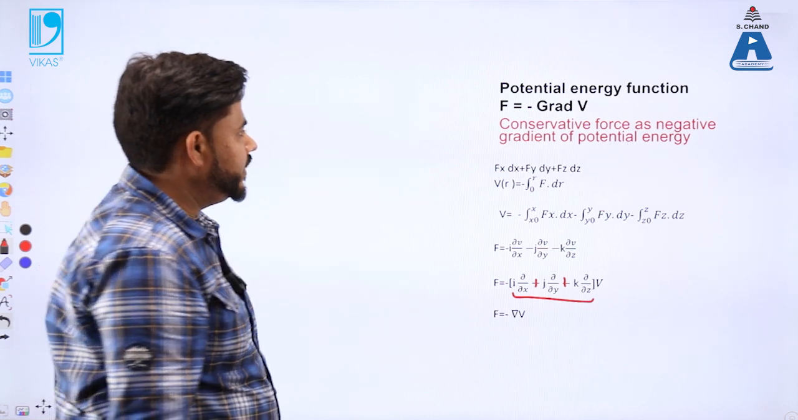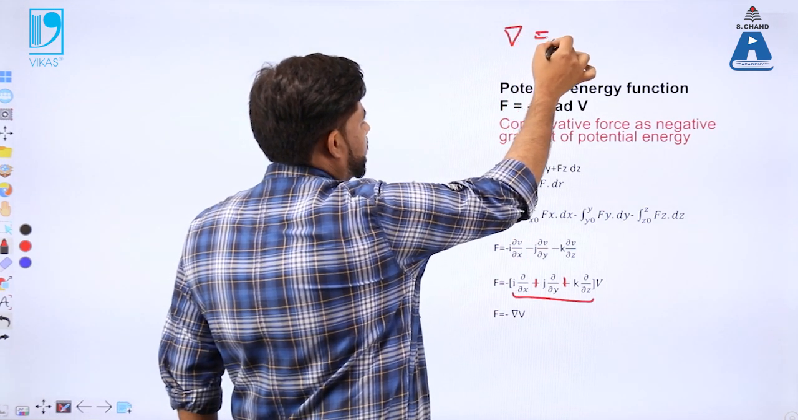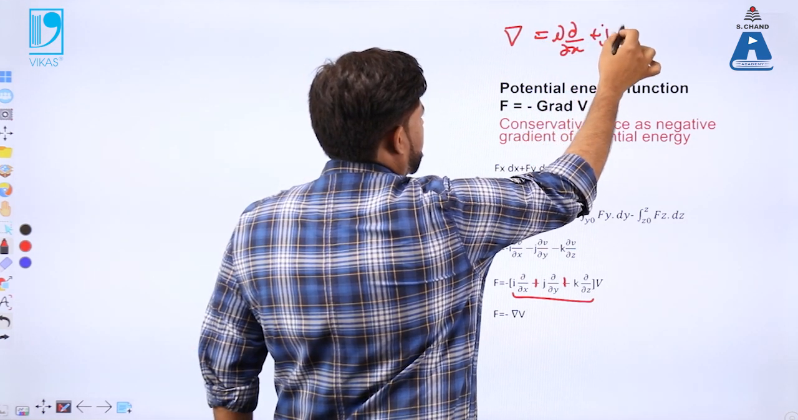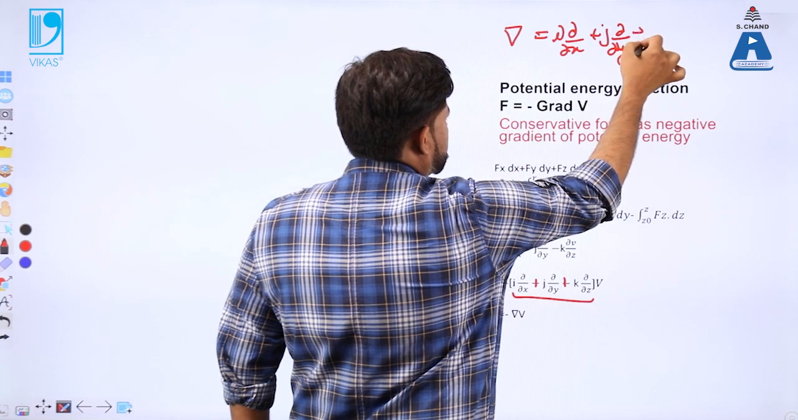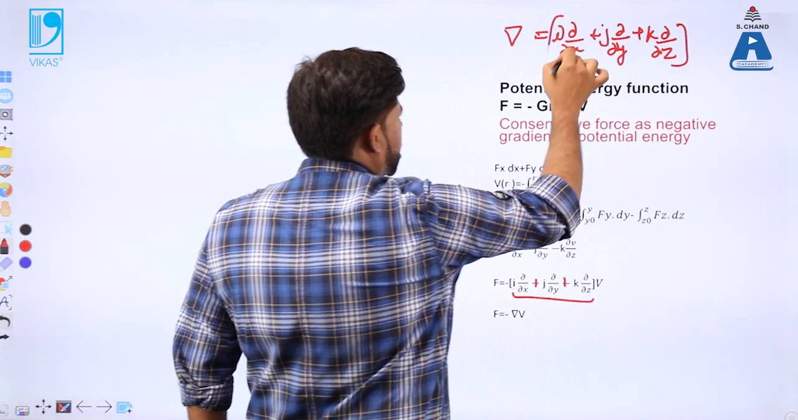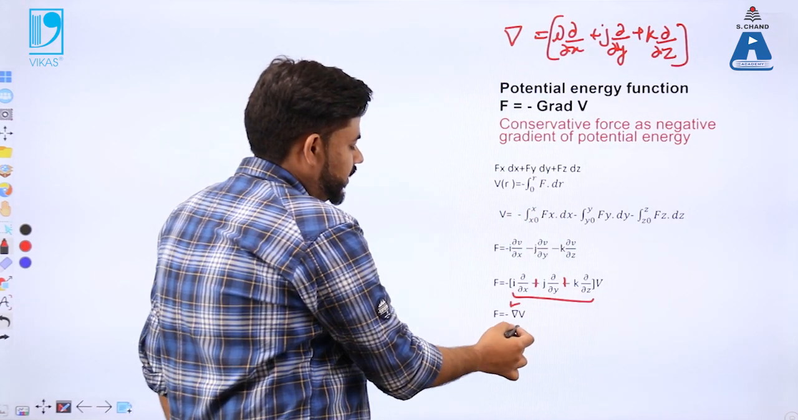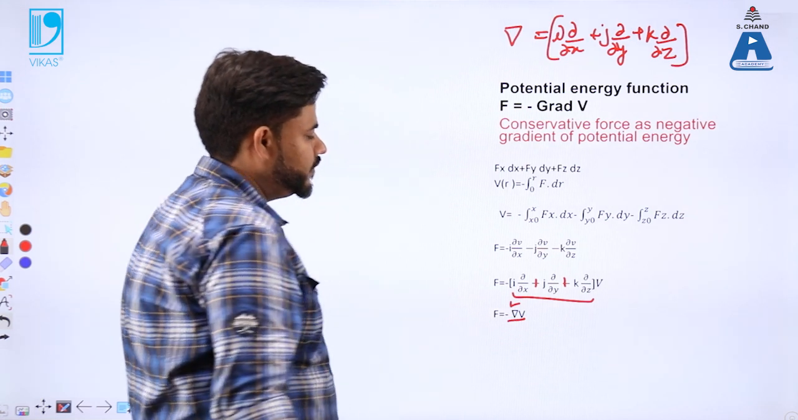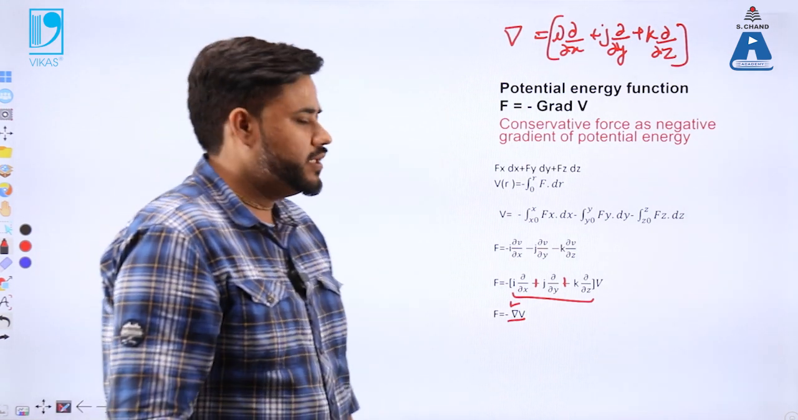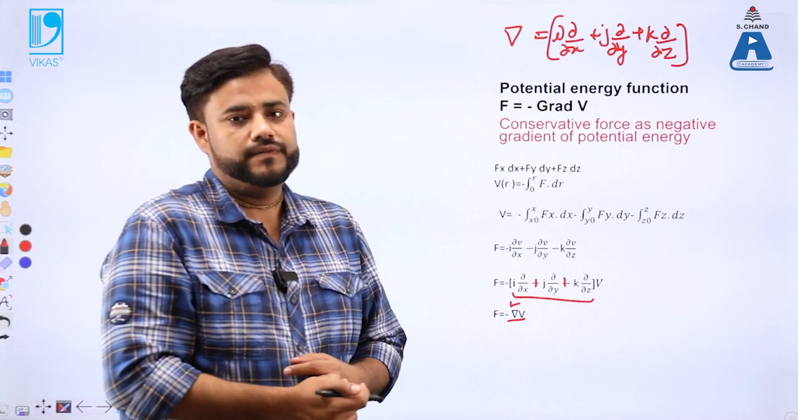Del indicates the gradient. Initially I told you what del is. Del was i del by del x plus j del by del y plus k del by del z. So I have substituted this value of gradient, and that indicates del. Del into V is the value of force. That proves that the force is the negative of the gradient of the potential energy function.